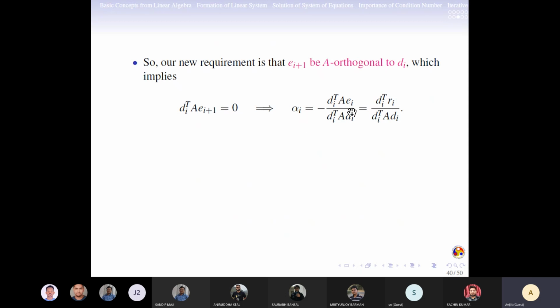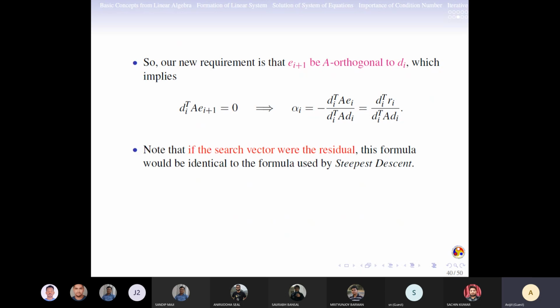Now there was ei, and we know the relation A ei equal to ri. So you can put that A ei equal to ri. You can see in the ith iteration, you know all the values. Di is already predefined, ri is the residual, A is in your hand. So all the things you know, so you can compute alpha i. Okay, now it's clear. Now the only thing is that I did not define the di, the search direction.